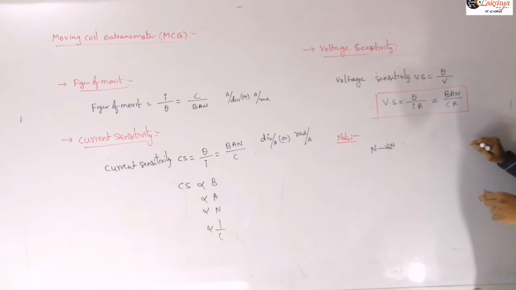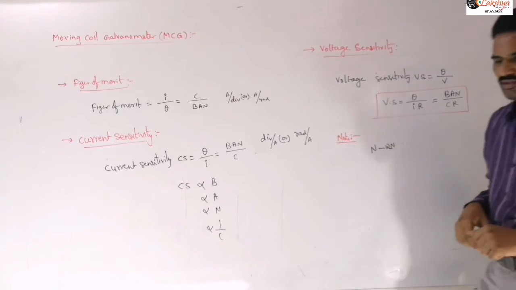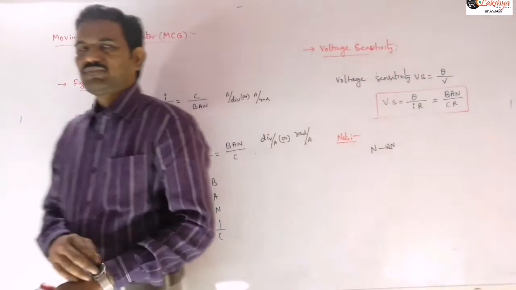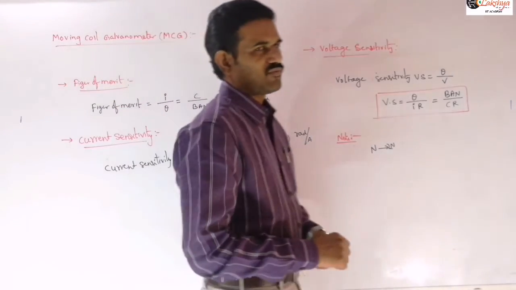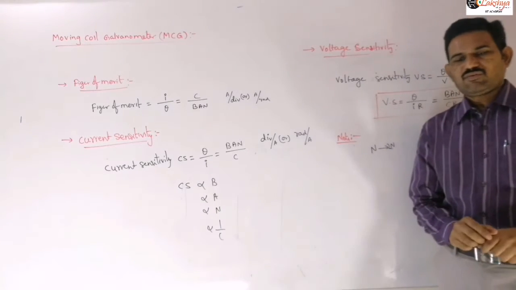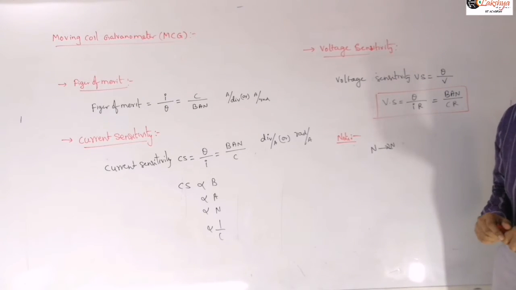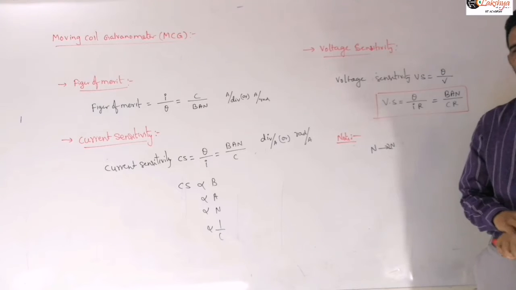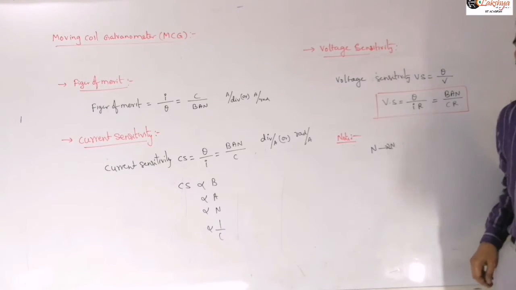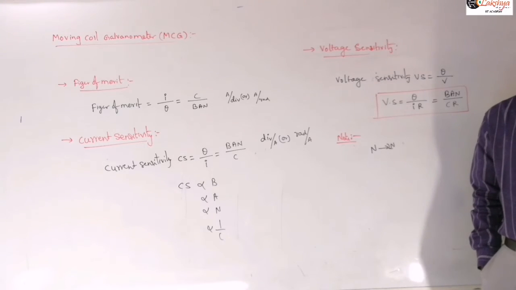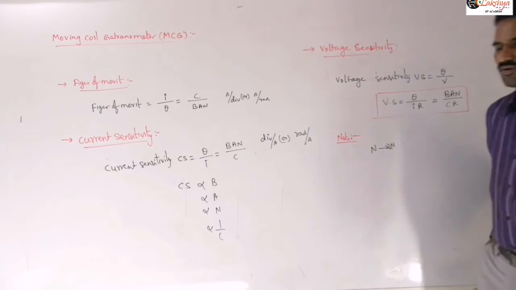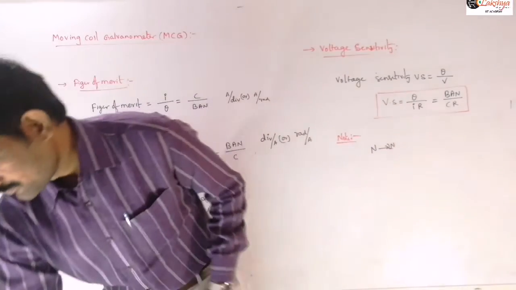So you may mention that point finally. Therefore, if we increase current sensitivity by increasing the number of turns, then the voltage sensitivity of the galvanometer remains constant.